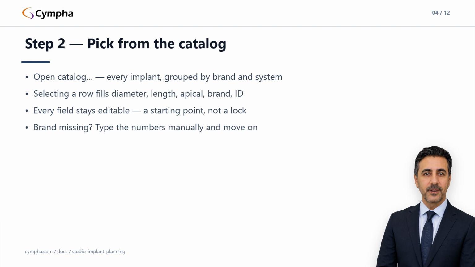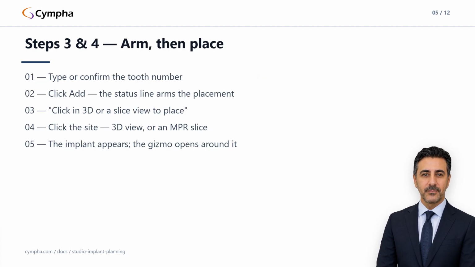Now the placement, which is a 2-beat rhythm. Arm, then click. Type or confirm the tooth number, verify the numeric fields against your plan, and click Add. Watch the status line below the button. It updates to prompt you. Click in 3D or a slice view to place. The cursor in both views becomes a placement target.